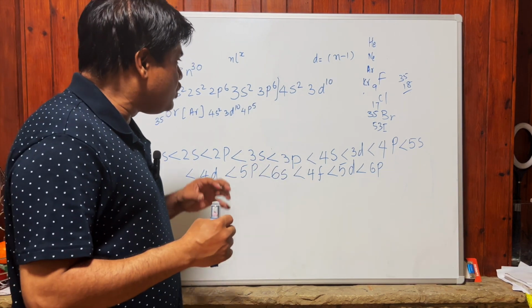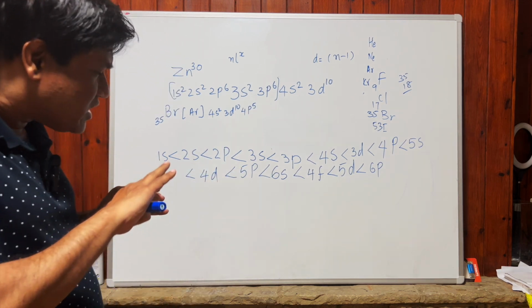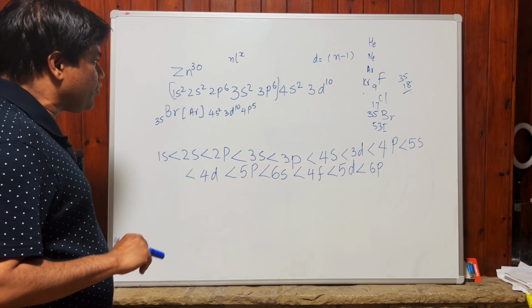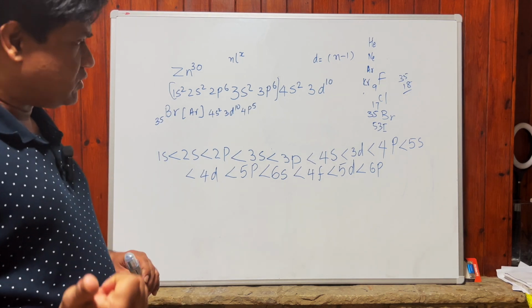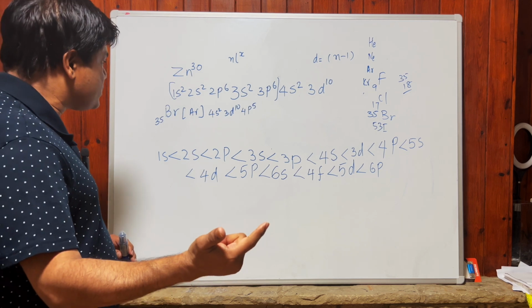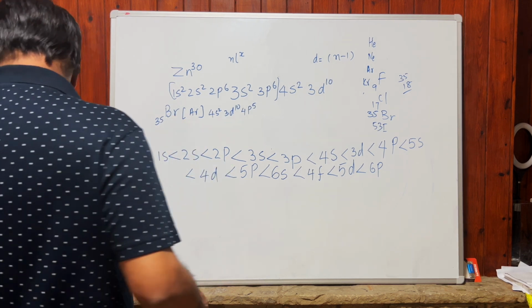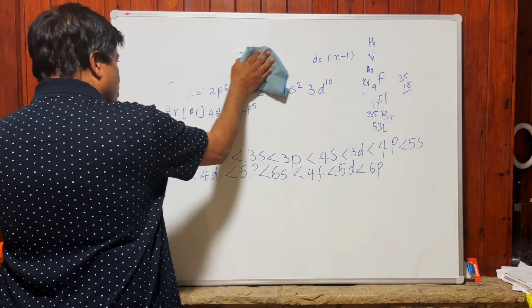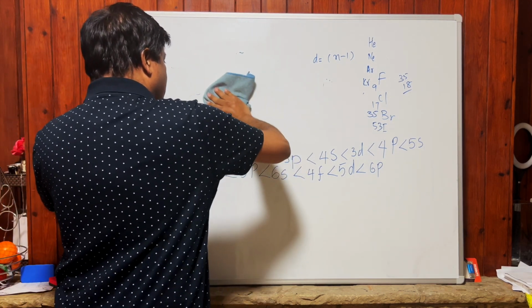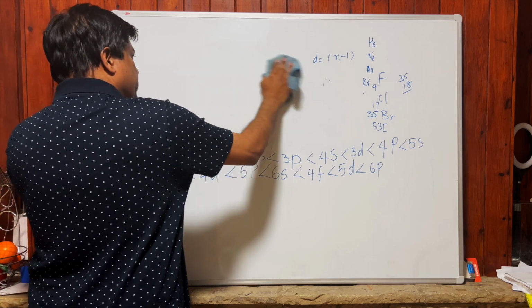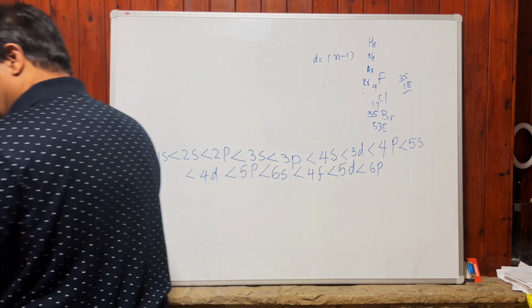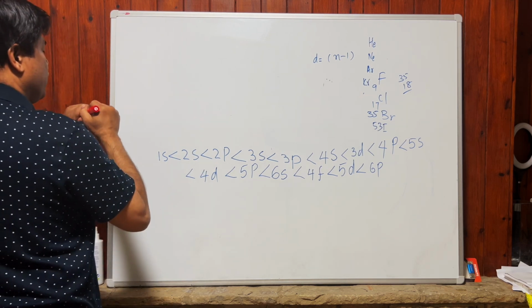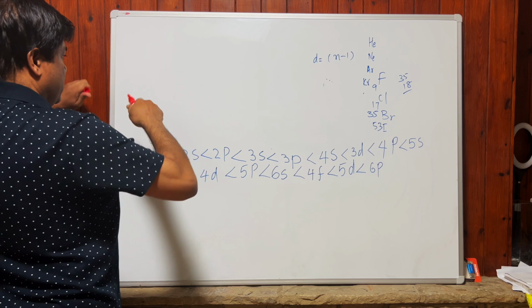When you are writing, you have to take care. There will be a slight difference. Let's see. Can we write the electronic configuration of chromium first? It's a 1 mark question. Or copper. So write the electronic configuration of chromium first. Chromium 24 and copper 29.